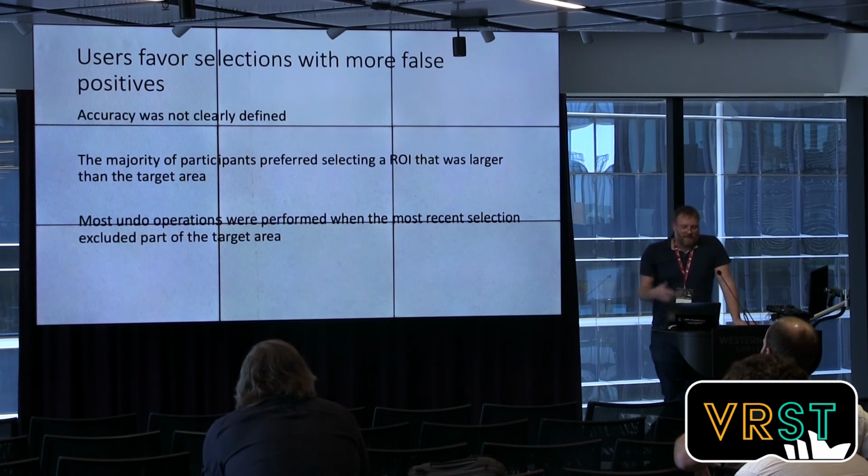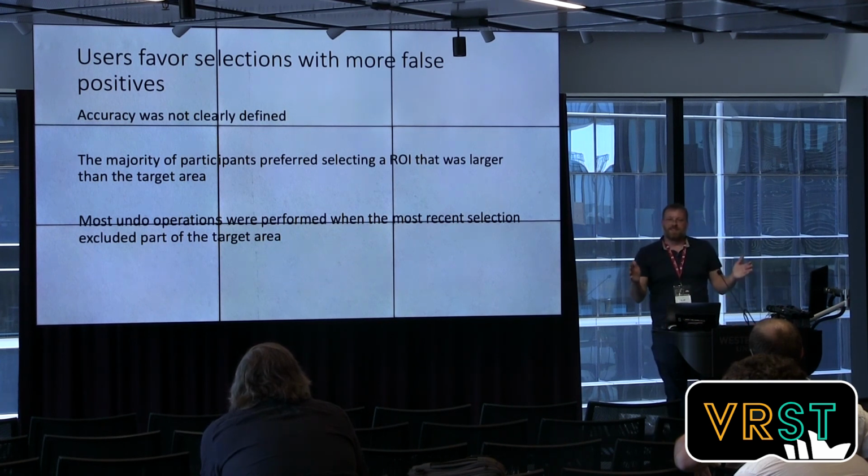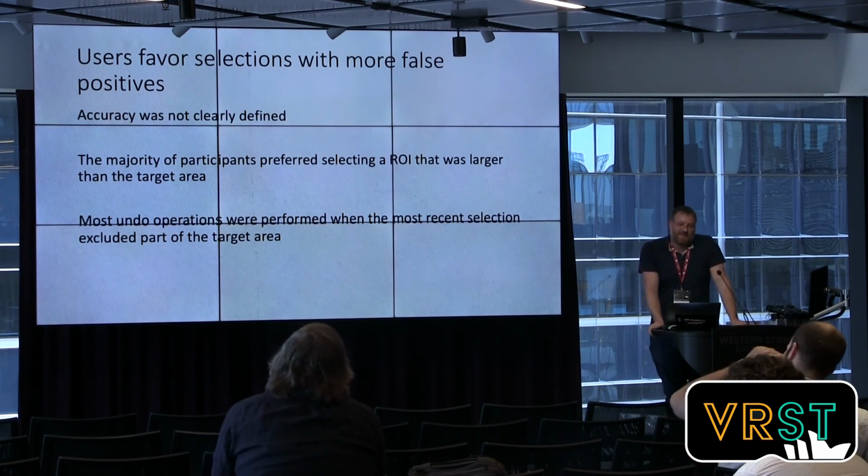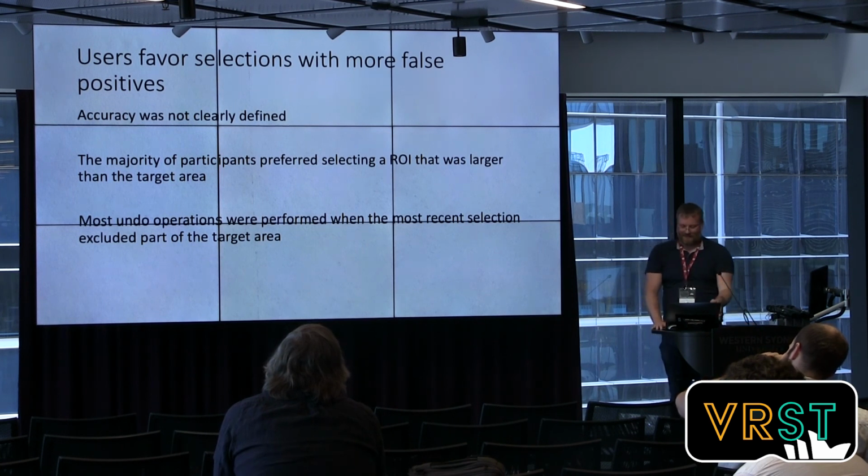By and large, when we looked at the number of undo operations that users performed, most of the time that happened when they made some selection that excluded part of the target region. Even if it was a very small amount that was excluded, and in fact might have been globally more optimal than their next approach that had way more extra non-target area included in it, they still seem to prefer it. So future interfaces for region of interest selection might want to take this into account.